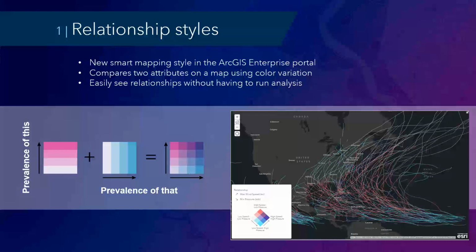For example, if I were an energy analyst, I could look at a data set of commercial properties and use this relationship style to really quickly compare the energy use of a property to the size of the building or the year it was constructed. I can toggle between attributes to gain a quick understanding of my data without having to do any heavy lifting.